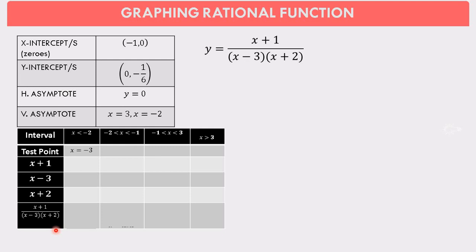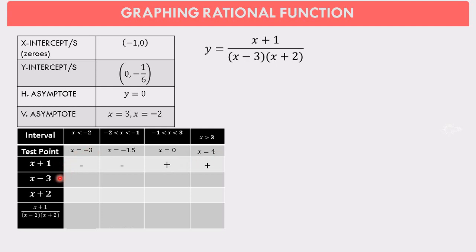The test points: x equals negative 3, x equals negative 1.5, x equals 0, and x equals 4. Then let us test the points. First x plus 1: for x equals negative 3, negative 3 plus 1 is negative 2, negative. Negative 1.5 plus 1 is negative 0.5, negative. 0 plus 1 is 1, positive. 4 plus 1 is 5, so positive.